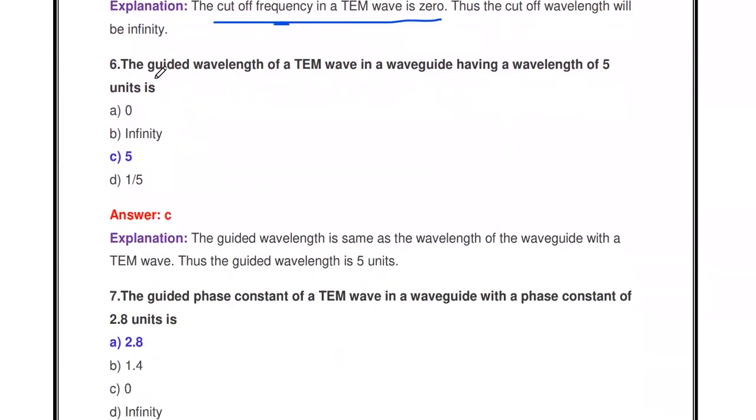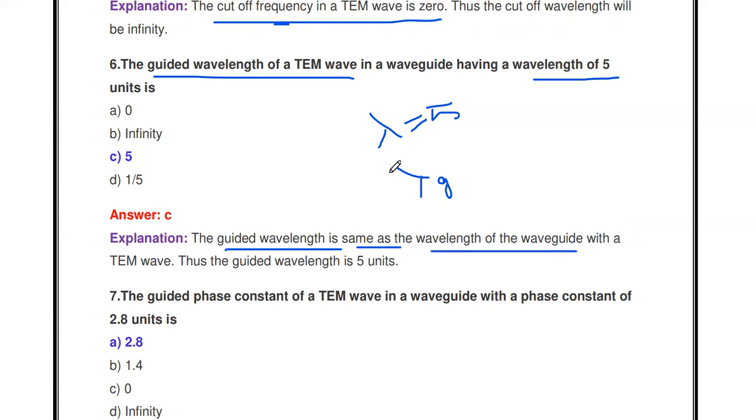Then the next one: the guided wavelength of a TEM wave in a waveguide having a wavelength of 5 units is dash. The wavelength lambda is given as 5, and we have to calculate the guided wavelength, lambda g. For a TEM wave, the guided wavelength is the same as the wavelength of the waveguide. So the guided wavelength of the TEM wave is equal to the same lambda, 5. So lambda g equals lambda for the TEM wave.